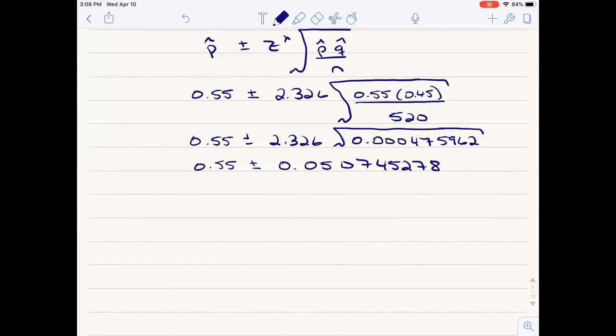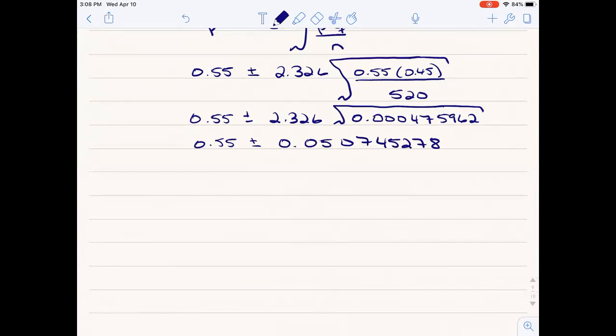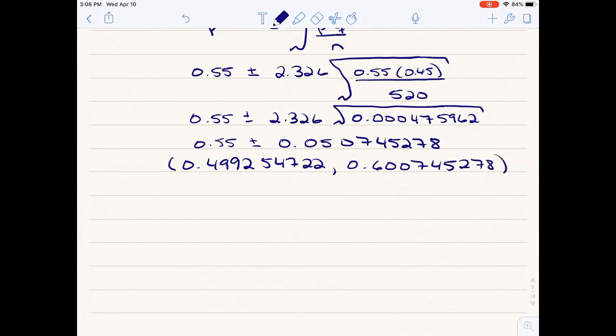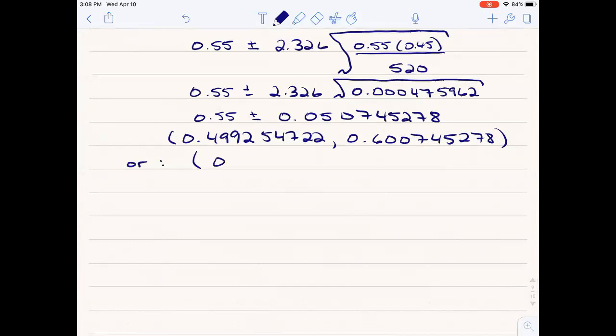0.55 minus the margin of error, which is 0.0507 and so on, is 0.499254722, up to 0.55 plus the margin of error, which is 0.600745278. Or let's round it to 3 decimal places: 0.499 up to 0.601.